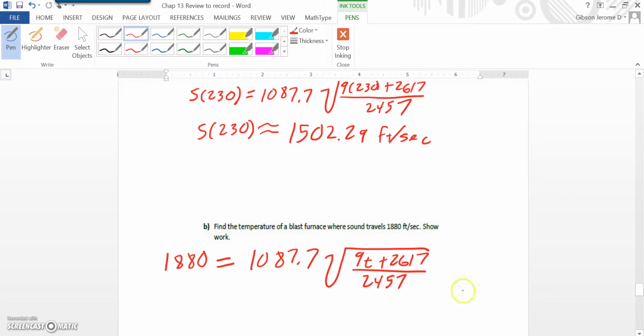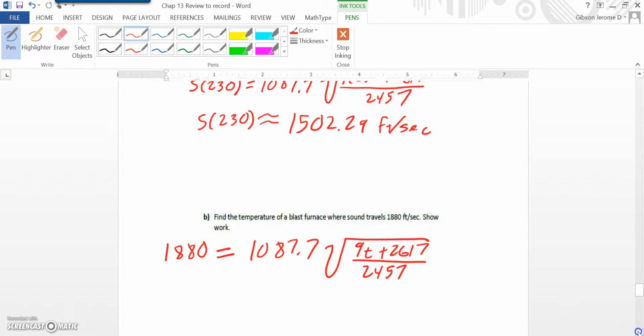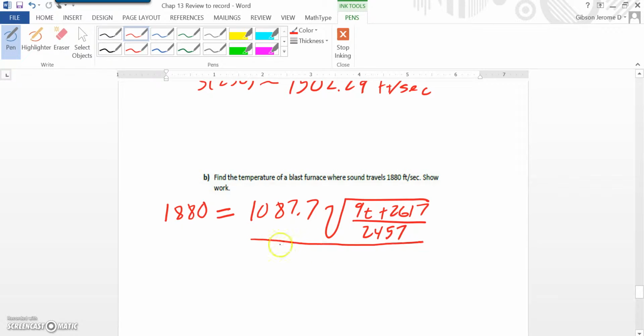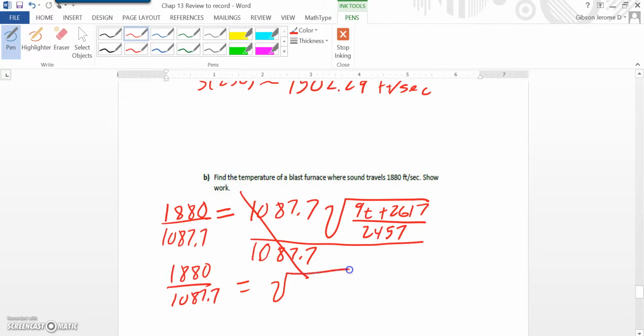So this is what we would do first. We would divide each side by 1,087.7. And then this will give us 1,880 over 1,087.7 is equal to the square root of 9T plus 2,617 all over 2,457. Now, we know we have to get rid of this square root.